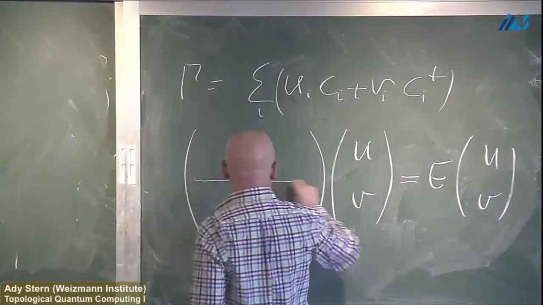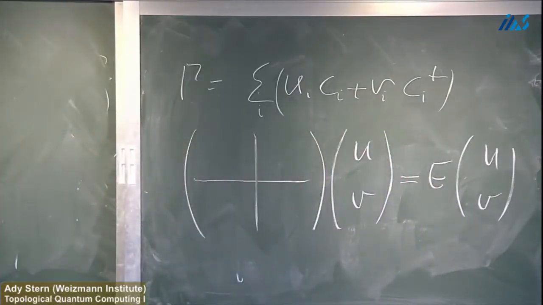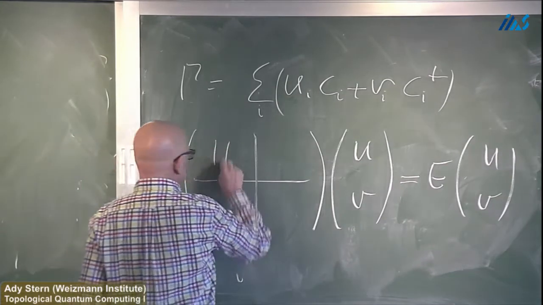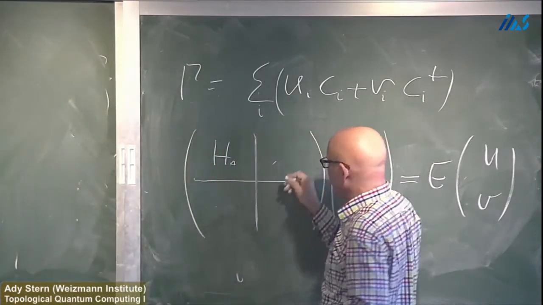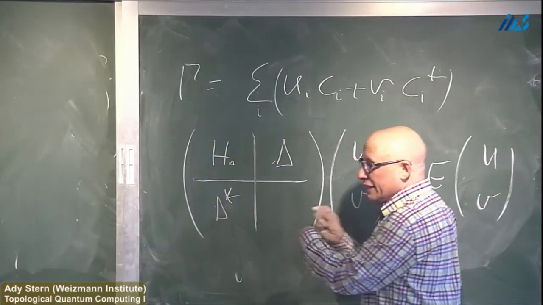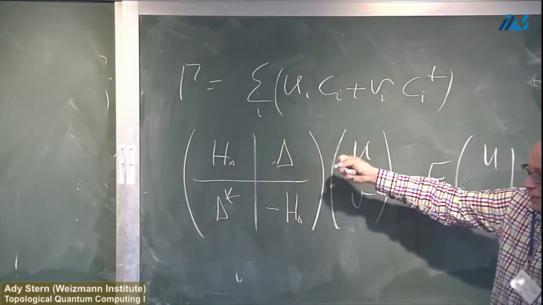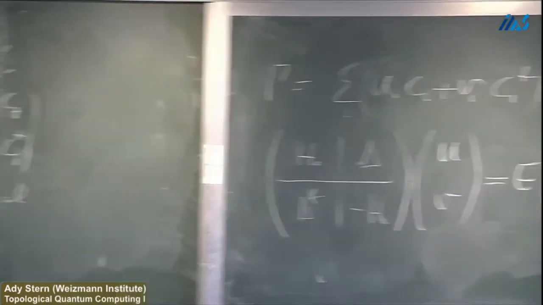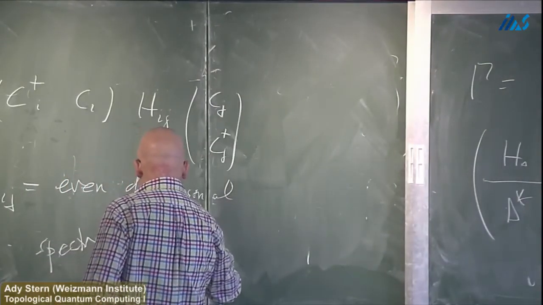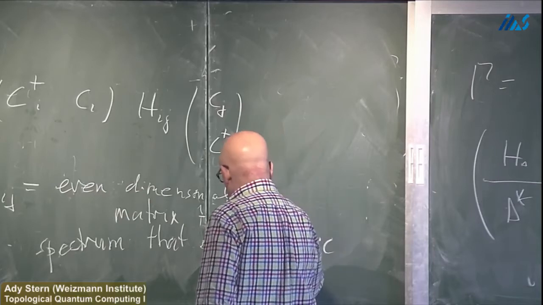Now, what's in this Hamiltonian? So this Hamiltonian has four blocks. The blocks that connect the C I dagger C I, those will be normal blocks, not superconducting blocks. They will be the H0, basically the tight binding term that we had before. The off diagonal blocks will be those that connect C dagger C dagger and CC, so they will be the delta and delta star. And it turns out, because of commutation relations and so on, that here you will have minus H0. Now, a matrix of that form will have a spectrum that's symmetric with respect to zero.